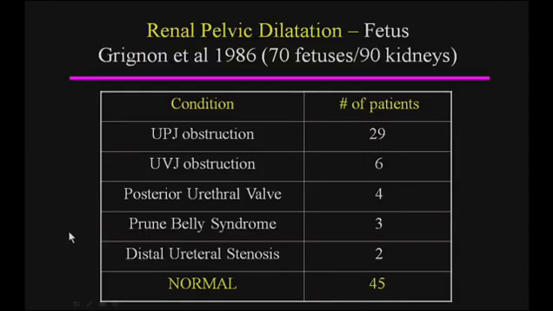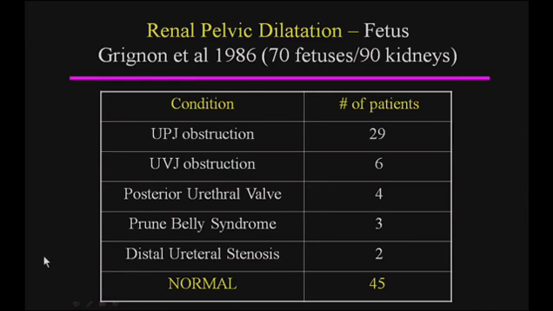One is unsure, but we have done work that has shown that fetal bladder filling may affect dilation of the renal pelvis. In 1986, Grignon et al. talked about 70 fetuses and 90 kidneys in which there was renal pelvic dilation. There have been many articles since. I like it because this article discusses the number of patients they had for each of a series of abnormalities causing renal pelvic dilation, if there was an abnormality.